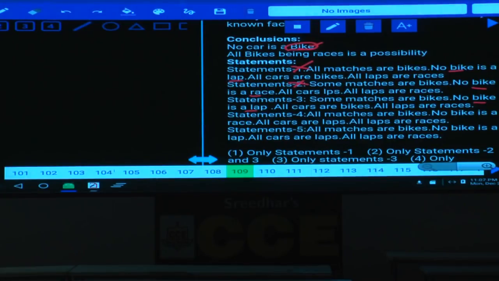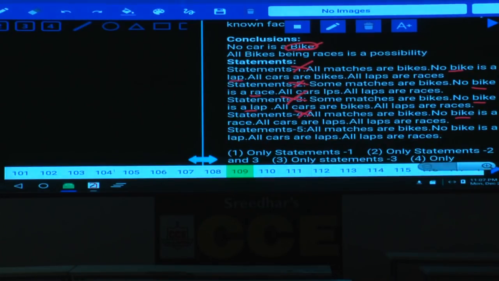Now the statement between lap and car, no statement is there between these two, this is also ruled out. Then coming to the fourth one, no bike is a race, bike is there, all cars are laps. Now bike should be there, race should go and car should come. Is there any statement between race and car? This is also ruled out.